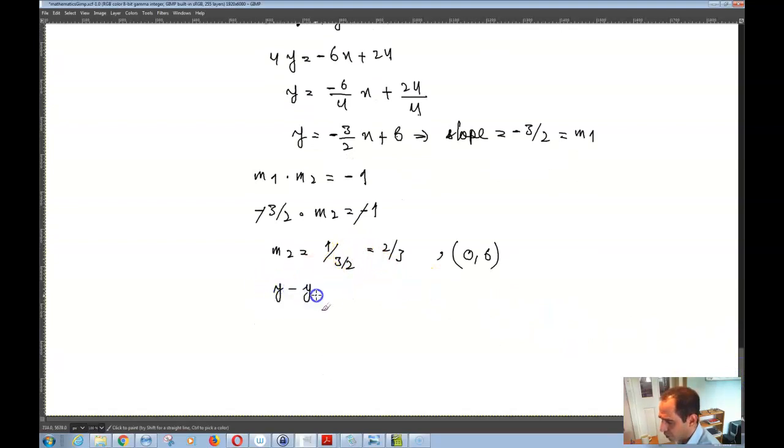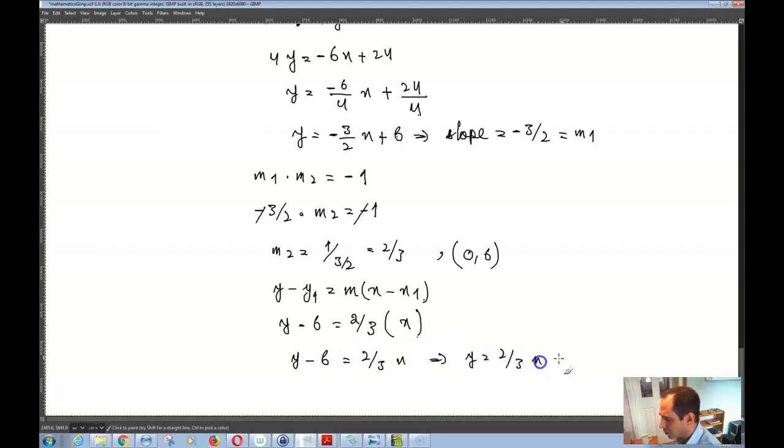y minus y1 is equal to m times x minus x1. So y minus 6 is equal to 2/3 times x minus 0, which is basically x. So y minus 6 is equal to 2/3 x, or you can say that y is equal to 2/3 x plus 6. That is the equation of the line.